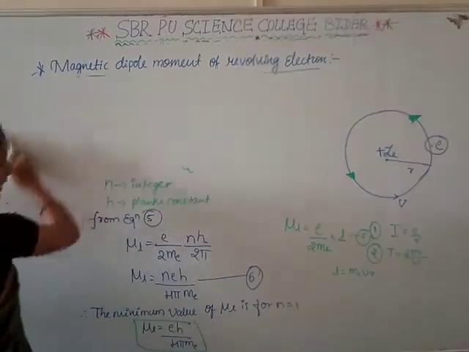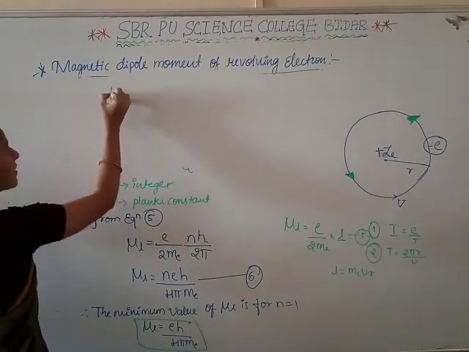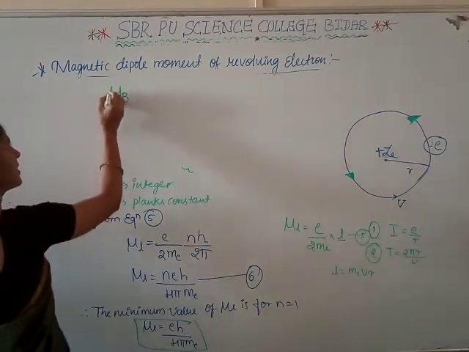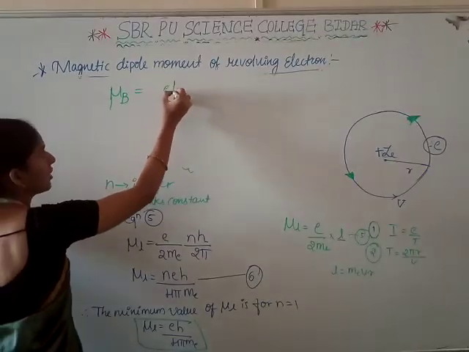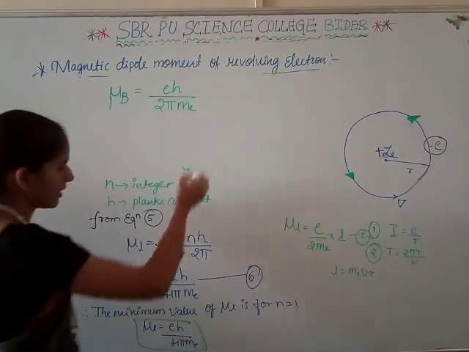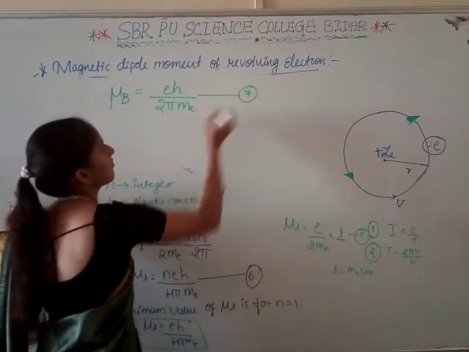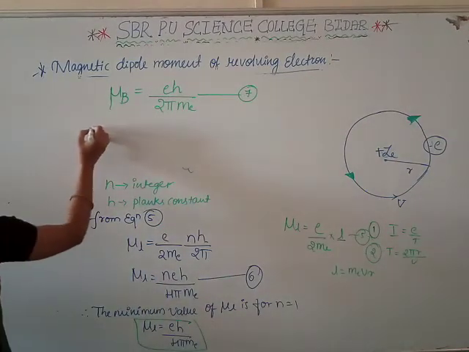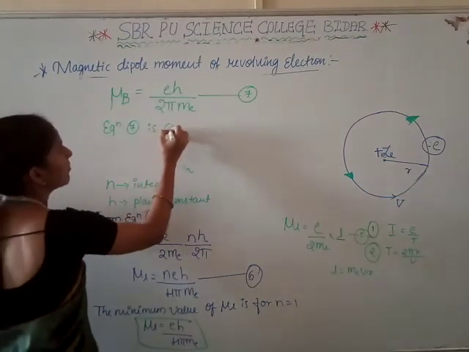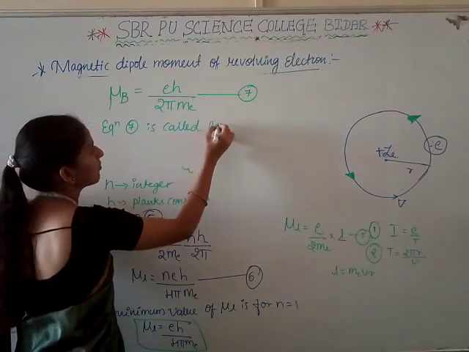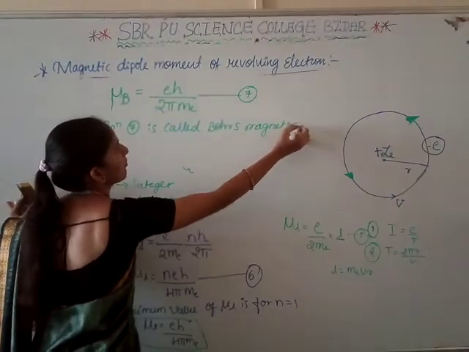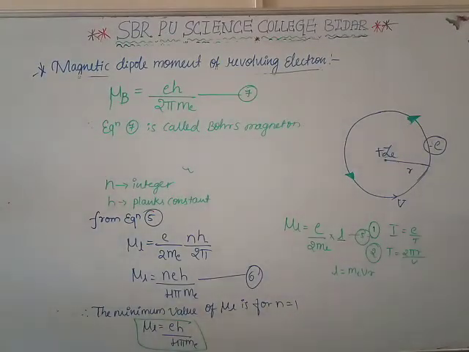When we put n is equal to 1, it becomes the minimum value of mu L, and that is called a Bohr's magneton, that is mu B is equal to e into h divided by 2 pi me. It is equation 7. Therefore, equation 7 is called Bohr's magneton.